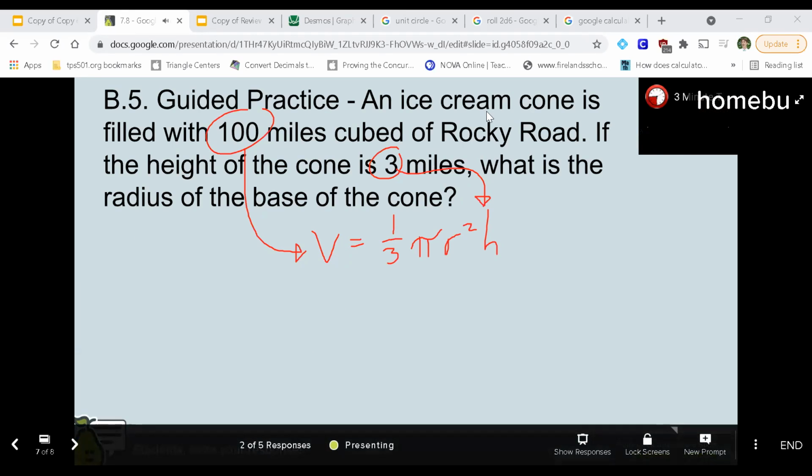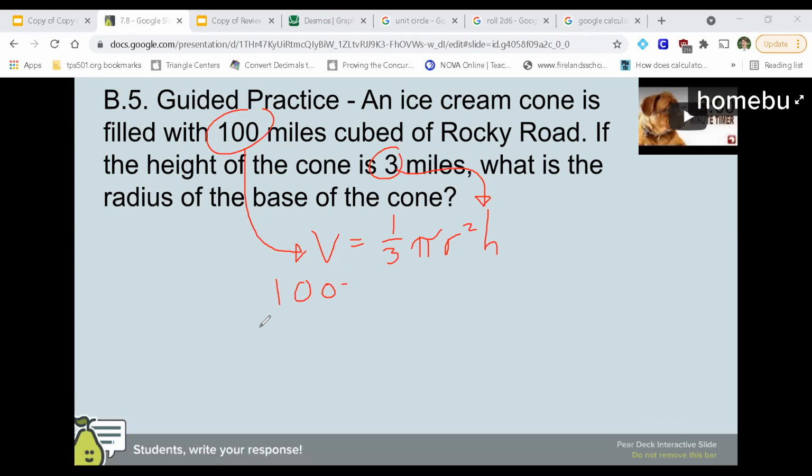Okay. So if we plug in, you should get 100 equals a third times pi times the radius squared times 3. And as I told you, the first thing I would do, you don't have to do this, but this is what I would do. I would simplify. What is a third times pi times 3? It's 3.14. Which should make sense, right? A third of 3 is 1, right? So it's 1 times pi.